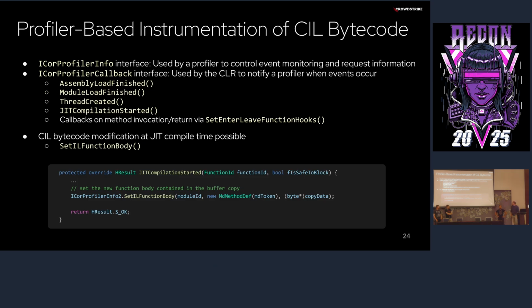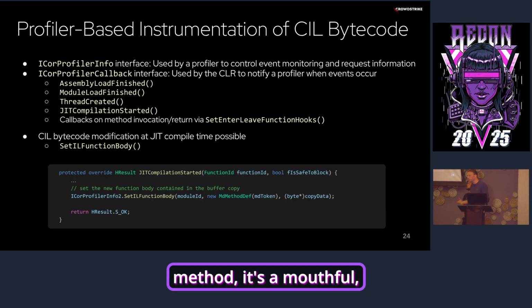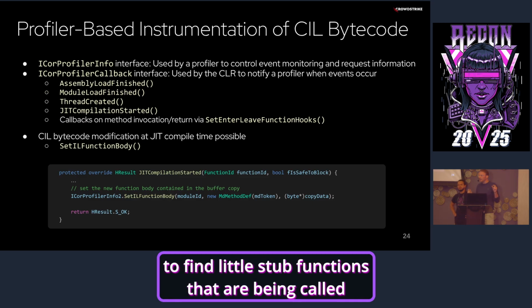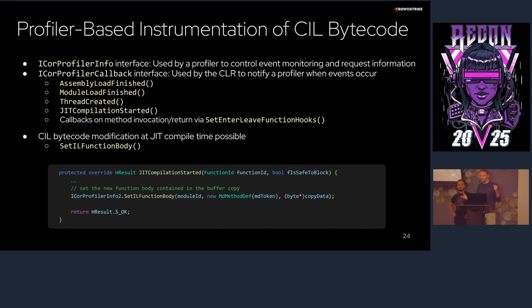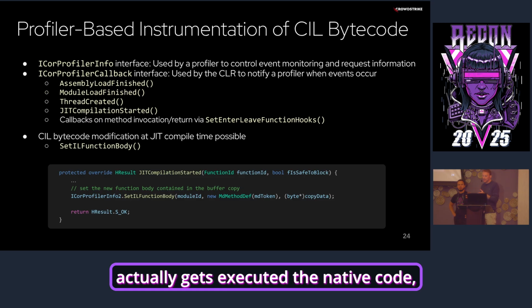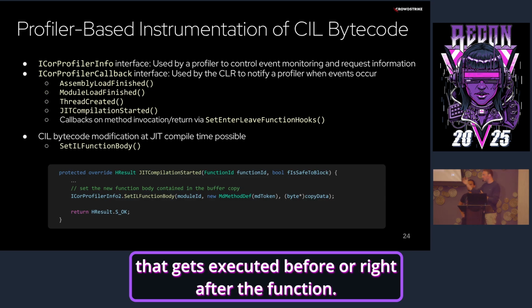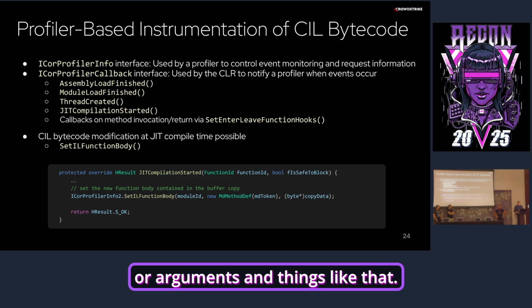That's nice. I also want to mention the SetEnterLeaveFunctionHooks method. It's a mouthful, but what it does is allow us to define little stub functions that are called before a method is entered or before it returns. So when the JIT compiled bytecode, the native code, actually gets executed, we can jump in and define an enter hook or a leave hook that gets executed before or right after the function. This can be important if we want to look at return values or arguments and things like that.